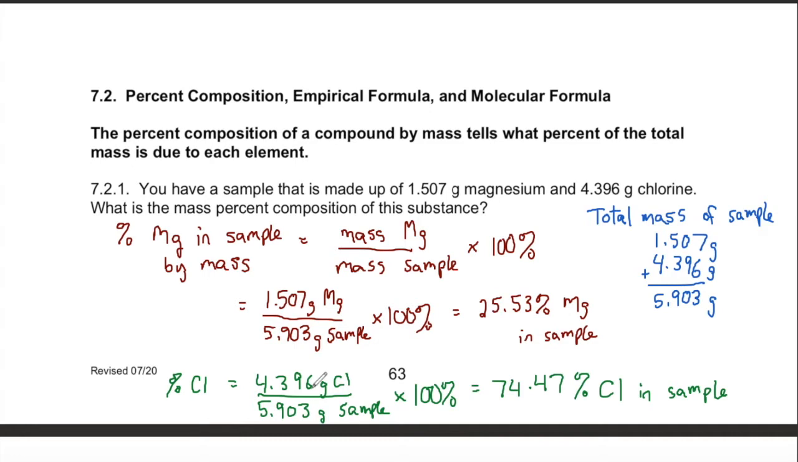And we could do the same thing with chlorine, using the mass of chlorine out of the total mass of the sample and expressing that as a percent. There's only two elements, so we could have just subtracted this from 100 to figure it out, but here is the calculation for chlorine as well.